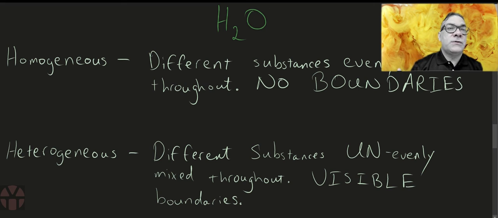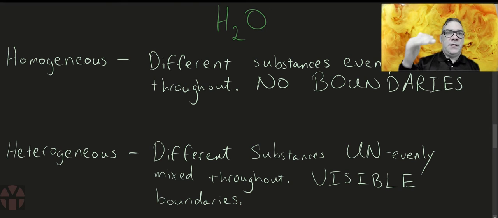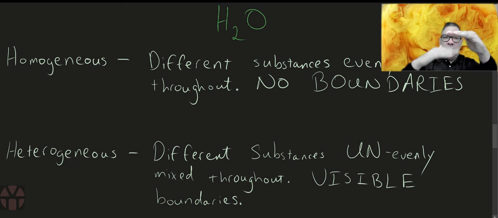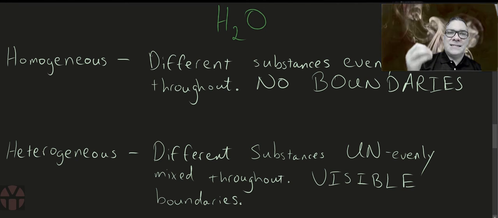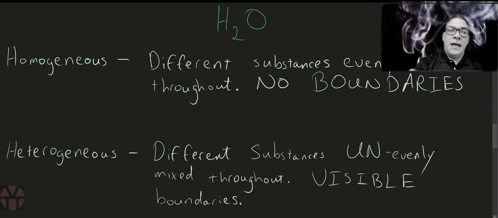You could also say something like, if you had a mixture of, let's say, sand and water, you should be able to visibly see that boundary of the water's up here and the sand is below it. So anytime you see a boundary, that's an example of a heterogeneous mixture.